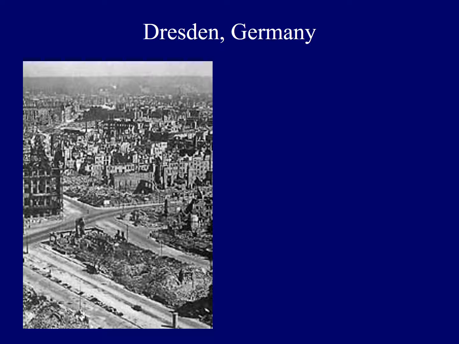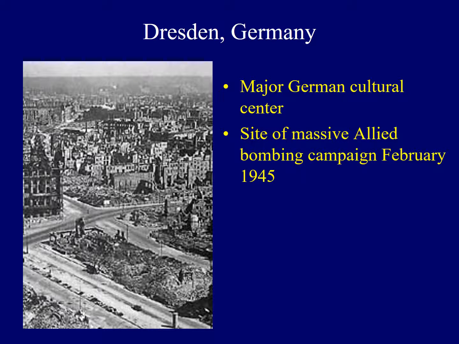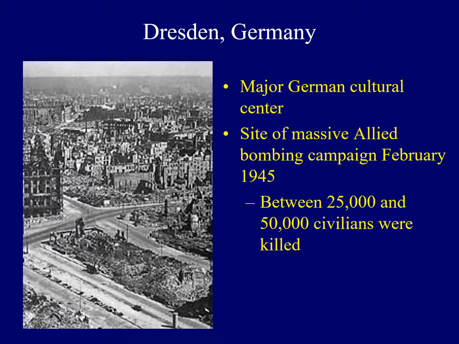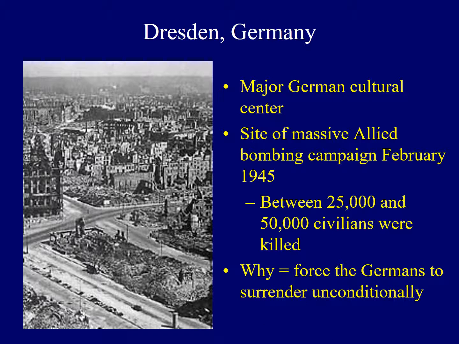As the Allied troops moved closer to Germany, they brought the fighting home to civilians. The city of Dresden was a major cultural and historical center. It was also the site of a massive Allied bombing campaign early in 1945. Both the Americans and the British were involved with this. Over the course of these bombing raids, between 25,000 and probably 50,000 civilians were killed. They wanted to bring home the war so that the Germans would surrender unconditionally.